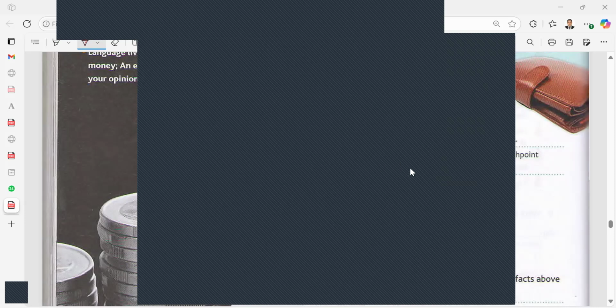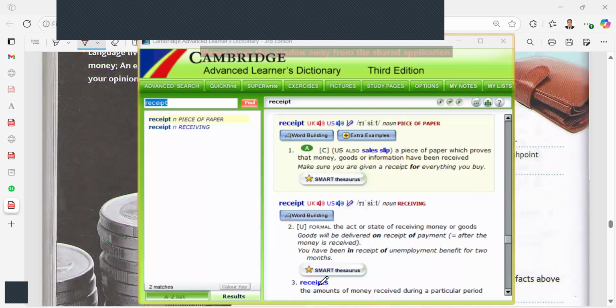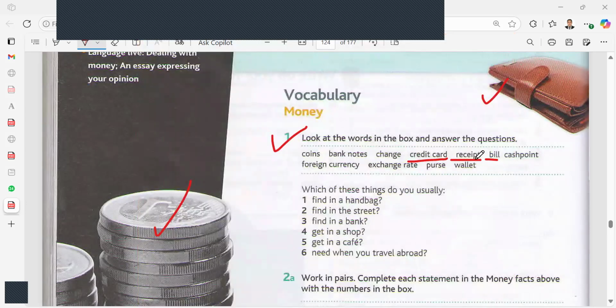Like what? Electricity bill, gas bill, phone bill, like this. Okay, what about receipt? A piece of paper which proves that money, goods, information have been received. Receipt. Okay, clear. So this is the difference. Receipt is a piece of paper, but bill maybe is a request to pay. Give me the bill please.